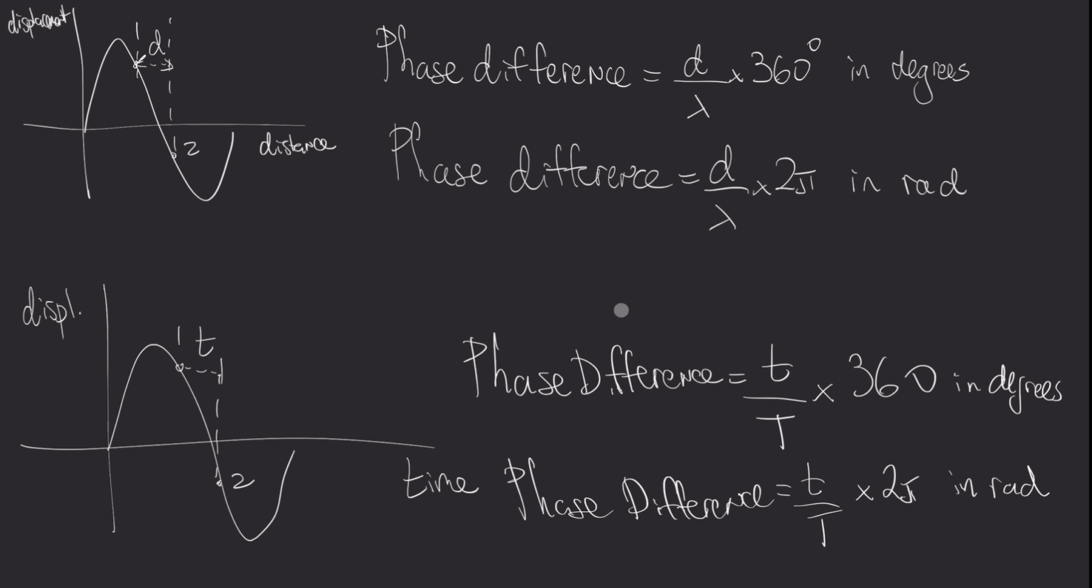Now we can also find the phase difference from a displacement against time graph. Now the separation between the 2 points will be in units of time. So if that's t, then the phase difference is going to be a fraction of a full cycle, so it's going to be t divided by capital T, where capital T is just the time period. If we're in degrees, the phase difference is going to be t over capital T times 360. If we're in radians, it's going to be t over the time period, multiplied by 2 pi.